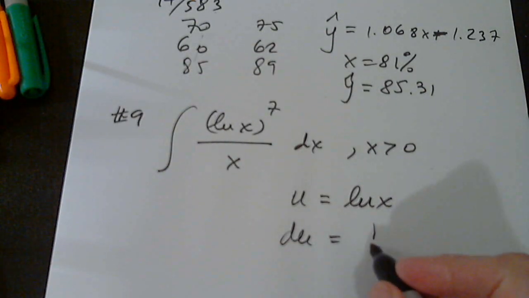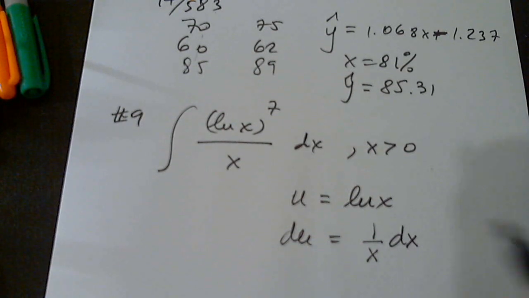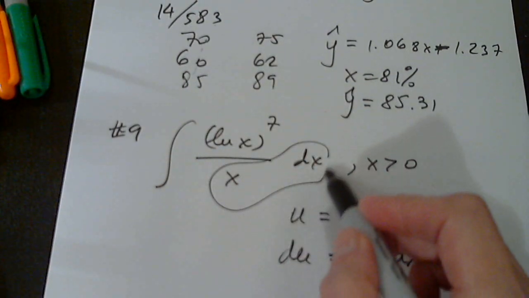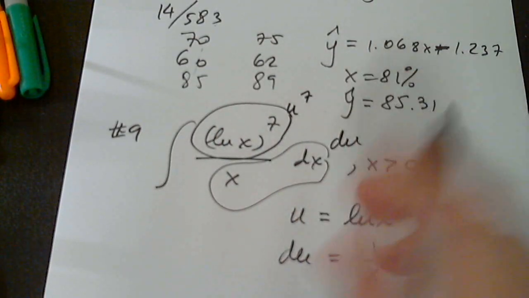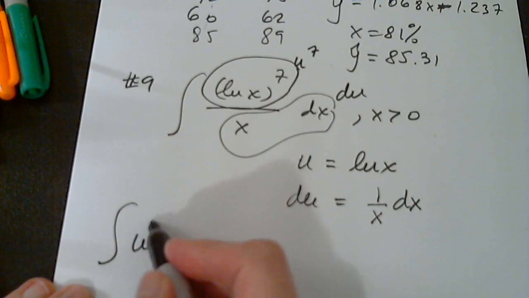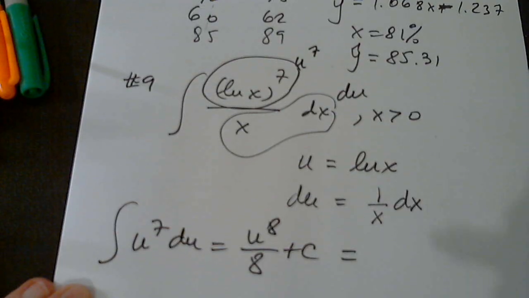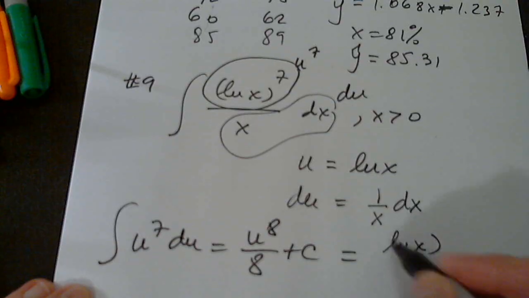Not the derivative of the function, but du, the differential of the function: 1 over x dx. Very good. So here it is. Here's du, and this is our u to the 7th power. So then the integral becomes the integral of u to the 7th du, which is u to the 8th over 8 plus a constant c. Since it's an indefinite integral, we have to go back to the original variable.